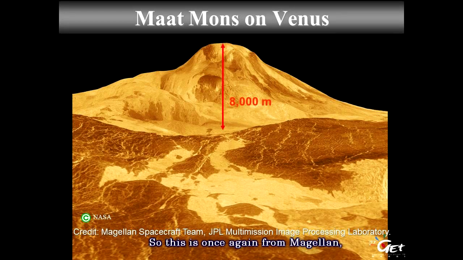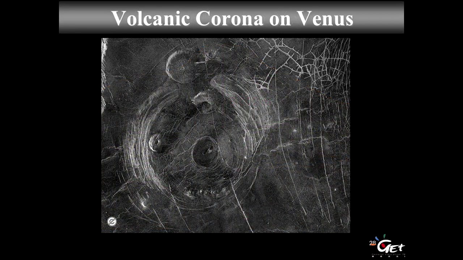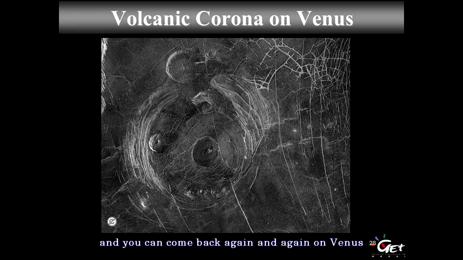So this is, once again, from Magellan. This is one of those volcanoes. It's called Maat Mons. It's 8,000 meters of altitude, so probably the same altitude as Mount Everest. And it's very active. As you can see here, this is where the volcano is. And all those things are evidence of very fresh lava flows. This is what we call volcanic coronas. So we have lots of volcanoes, and you can come back again and again on Venus with radio observations, and we'll see the evolution of those flows. So it's actively, currently flowing.